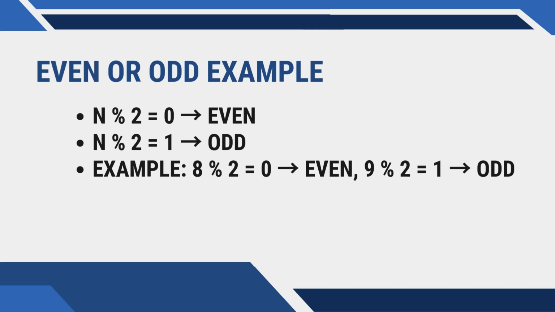If n modulo 2 equals 0, the number is even. If n modulo 2 equals 1, the number is odd. Let's try. 8 modulo 2 equals 0, so 8 is even. 9 modulo 2 equals 1, so 9 is odd.